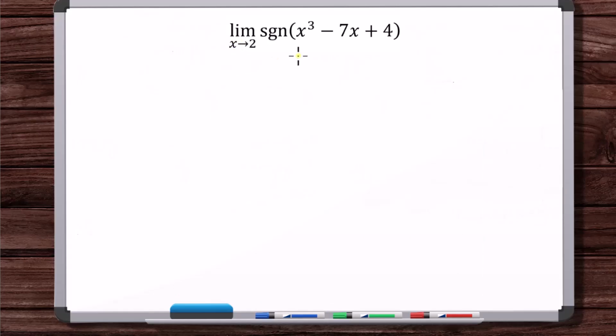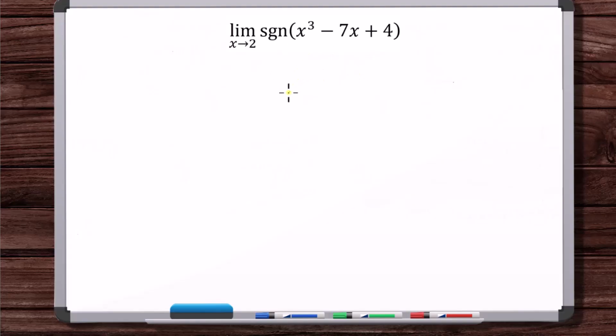What is the limit as x approaches 2 of the sine function of x cubed minus 7x plus 4? So here's another unconventional function, the sine function, but just like we talked about with the floor function, you should not be intimidated by this. Any type of function like this, the sine function, when you think about its graph, it's just going to have regions of continuity and potentially some regions of discontinuity.